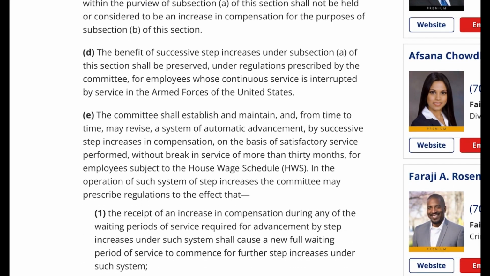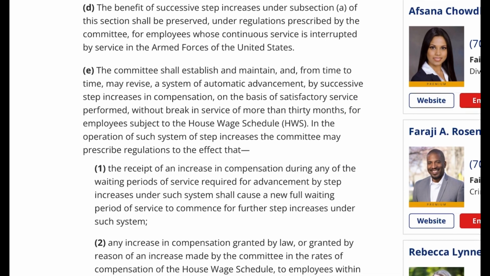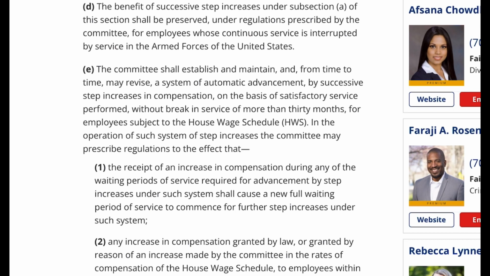The committee shall establish and maintain, and, from time to time, may revise, a system of automatic advancement, by successive step increases in compensation, on the basis of satisfactory service performed, without break in service of more than 30 months, for employees subject to the House Wage Schedule, HWS. In the operation of such system of step increases, the committee may prescribe regulations to the effect that 1.